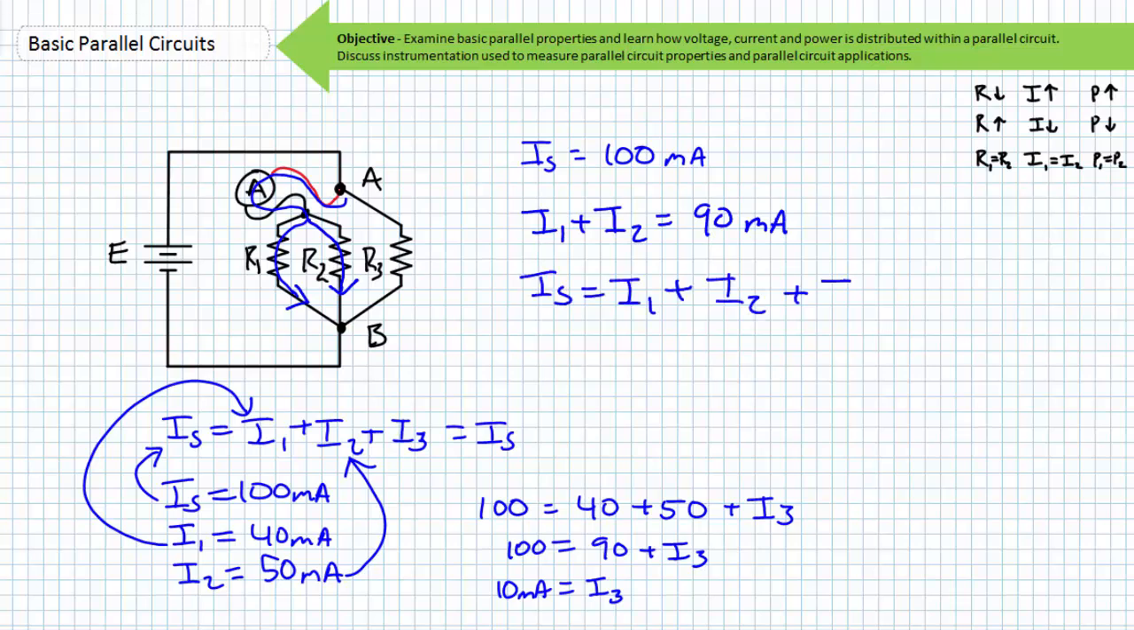What's I3? If IS equals I1 plus I2 plus I3, and we measured I1 plus I2 in one lump sum to be 90 milliamperes, we can solve for I3, again to be 10 milliamperes.